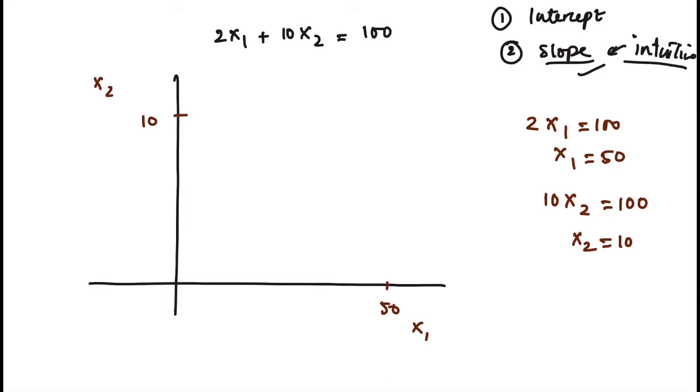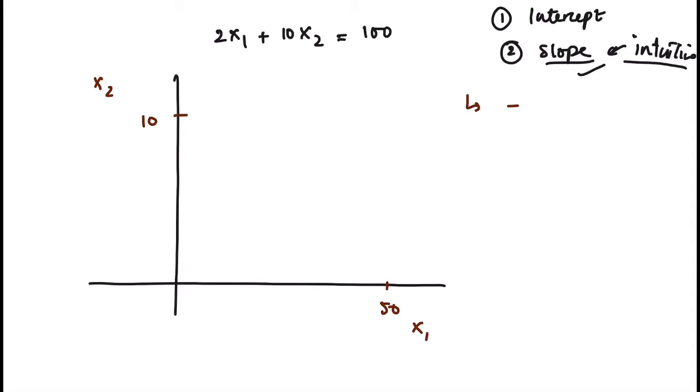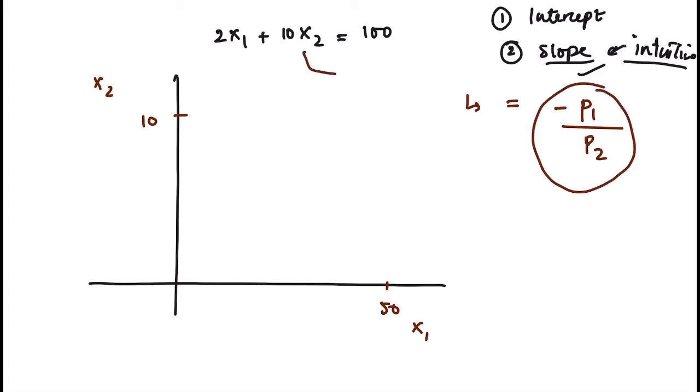But what about the slope? Because we know that a budget line is negatively sloped, it will come with a minus sign. And then it's really just the price of the first good upon the price of the second good. And why does this make sense? We'll get to that in a minute. But from here, let's see what the slope is going to be.